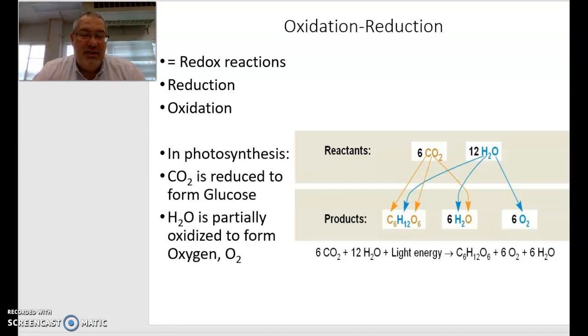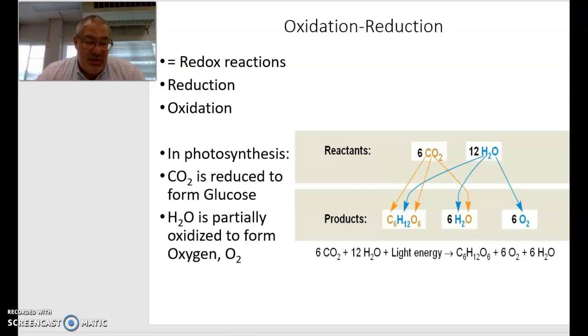A redox reaction involves reduction, which is the gain of hydrogen and/or electrons by a molecule, whereas oxidation is the loss of hydrogen and/or electrons from a molecule.